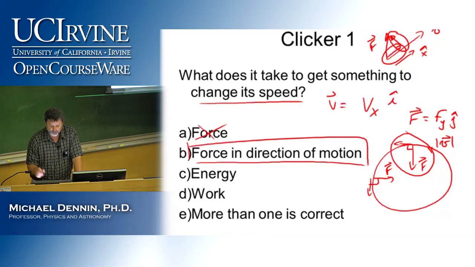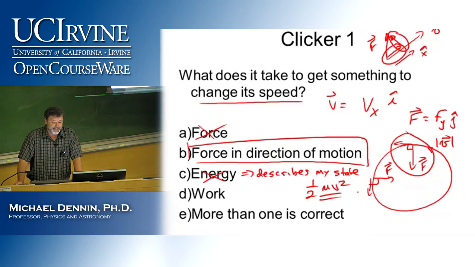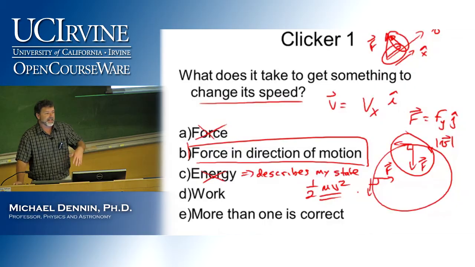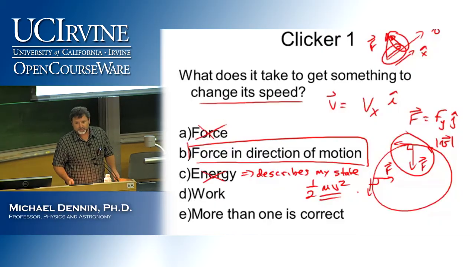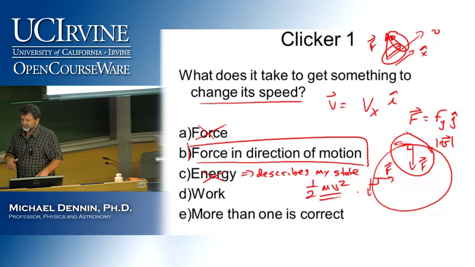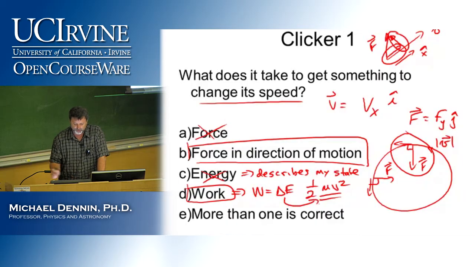So you want to really start thinking about that whenever you're describing a motion or seeing what's going on. It is the force in the direction of motion that causes my change in speed. Energy does not do it because energy describes my state. My energy is 1/2 mv squared. And if my speed changes, yes, my energy will change. But that's just because that's how I'm using things to describe my state. My energy can't cause a change in my speed. Now, work, however, we just said does cause changes in energy, so it will cause changes in speed. And that's the heart of what work does.